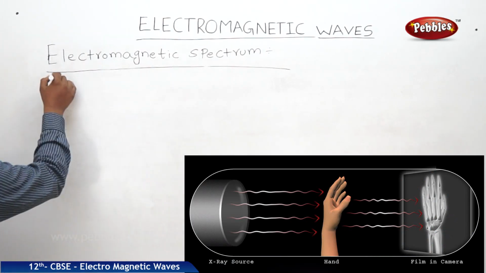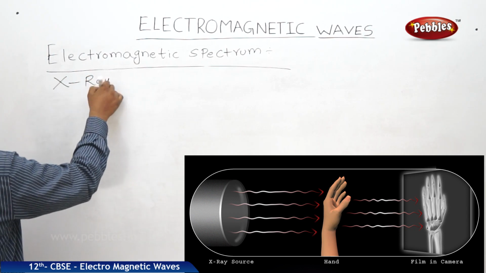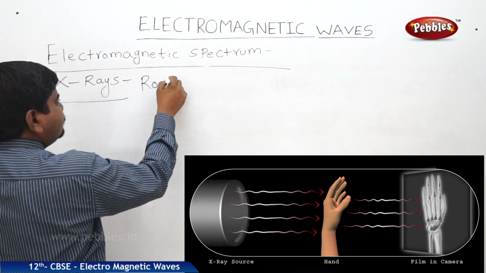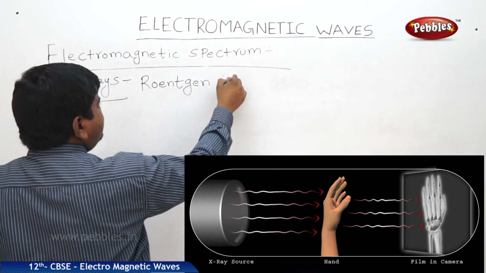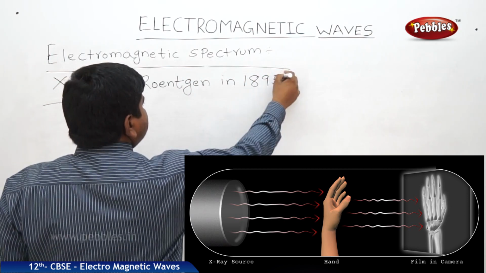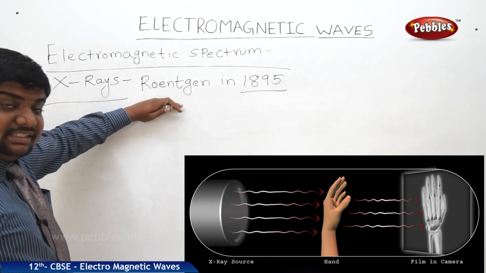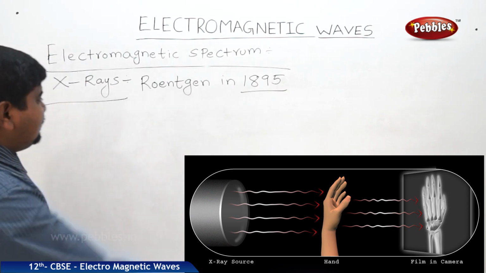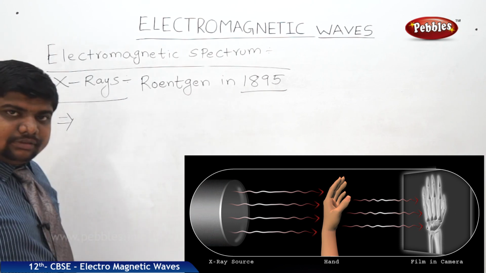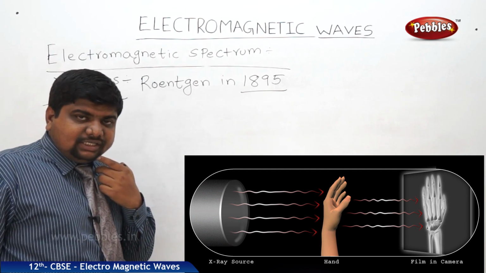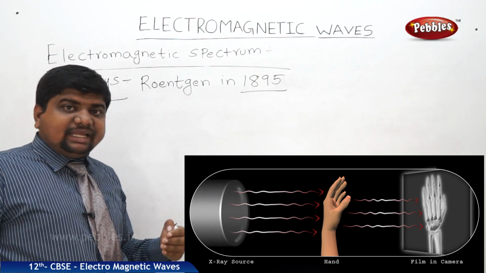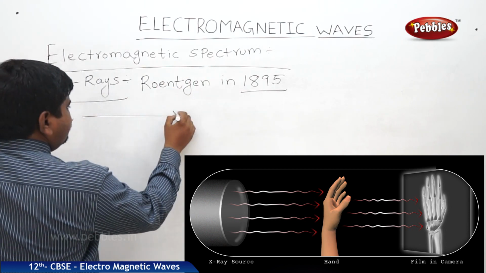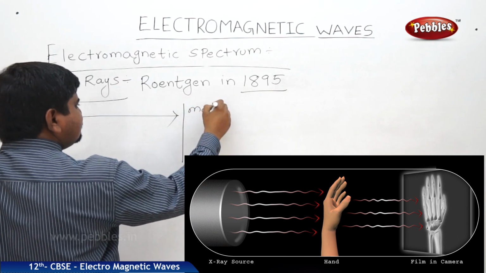Next, we will discuss the X-rays. Discovered by Roentgen in 1895. Roentgen is the first Nobel laureate in physics. So in 1895, when he was studying the cathode rays, which come out of a photosensitive material, these cathode rays are completely stopped by metal targets having a high melting point. So cathode rays are completely stopped by the metal target.